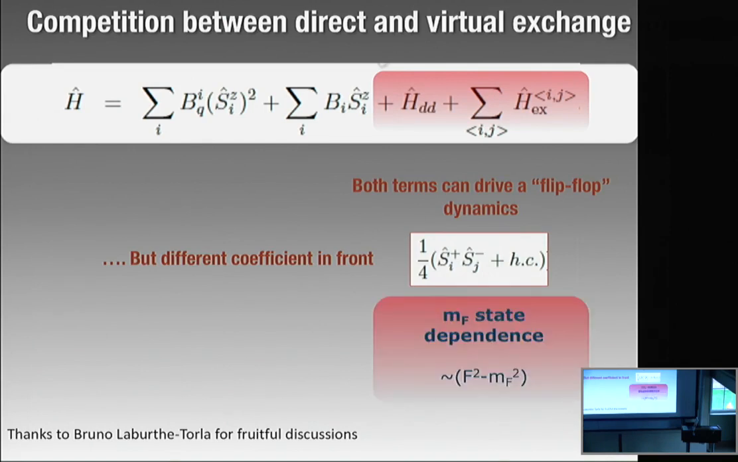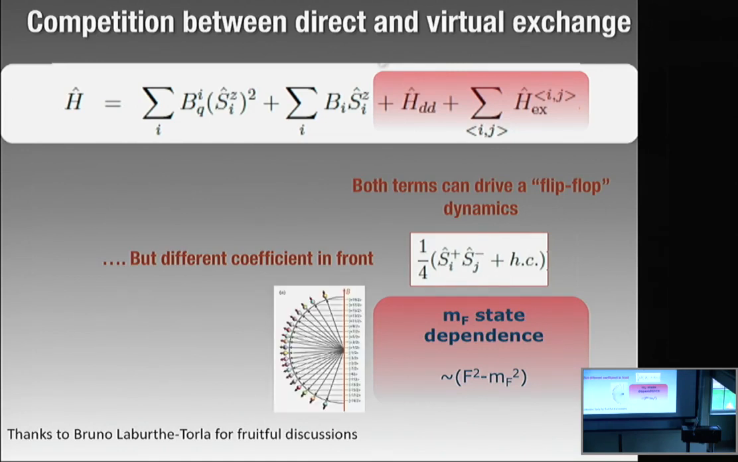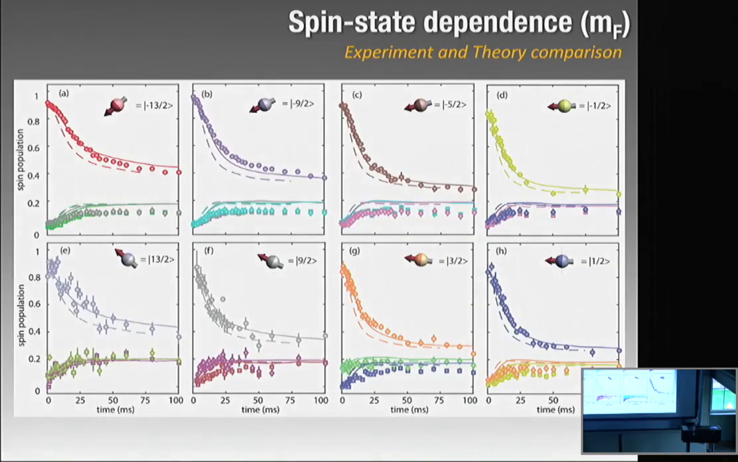And so this has a dependence on the MF squared. It's a quadratic dependence on the MF. So we asked, can we probe this type of dependence in our system? Really, by preparing and initializing all the atoms in one spin state, then all the atoms in the next, and so on. This is what we did. This is, let's say, spin dynamics for different initial spin states.